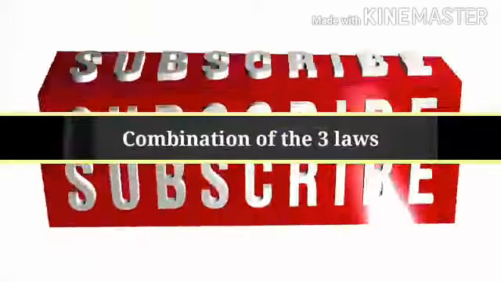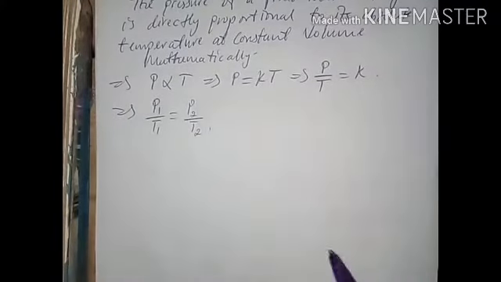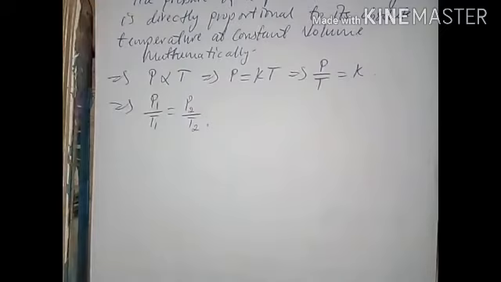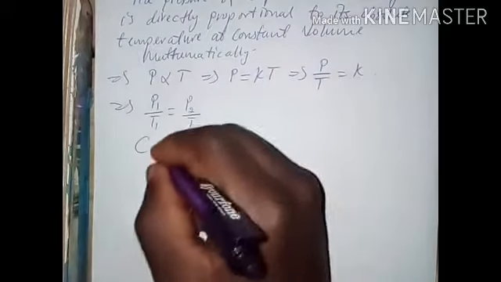T2 over the temperature T2. Now, how can we combine Boyle's law and Charles' law? That is making a combination of Boyle's law and Charles' law.